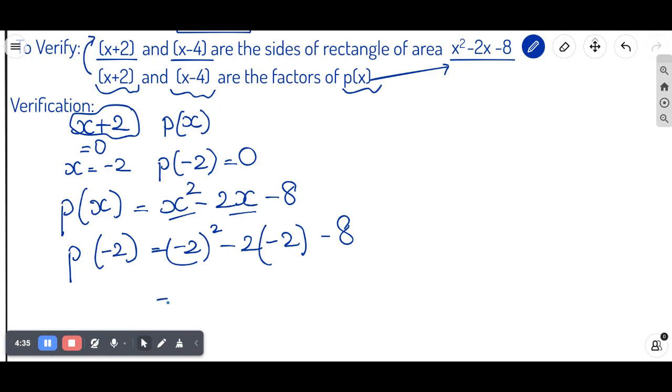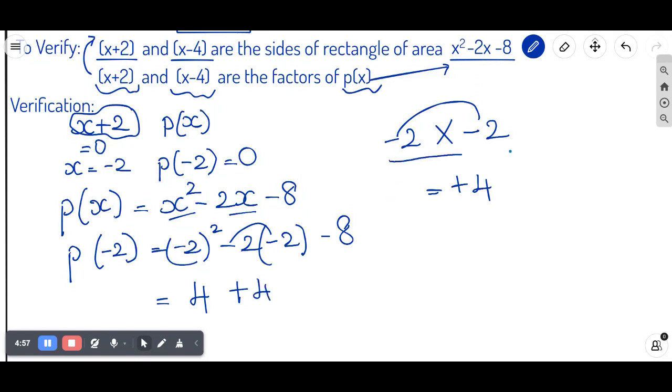So now this will be equal to −2 into −2. What is −2 into −2? Minus into minus will be a plus, 2 into 2 is 4. So (−2)² is 4. Now again, what you have got here? Minus into minus, that will be a plus, and 2 into 2 the same way, as we did here, 4.